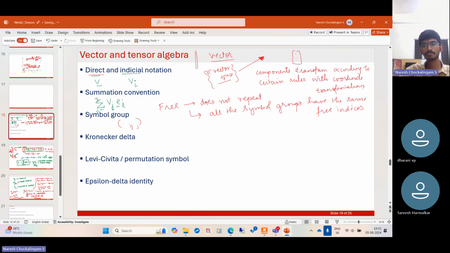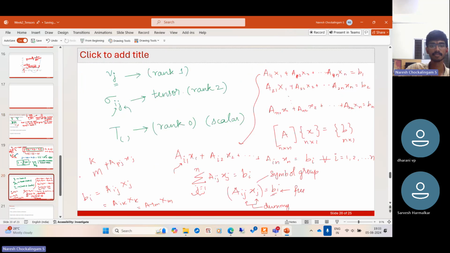So all the symbol groups must have the same free indices, and dummy indices you can replace. They are repeated indices. They are repeated only twice. No index can repeat more than 2 times because it comes from the summation convention, right? If you have an index repeating more than 2 times, then it's basically junk. A dummy index can be repeated twice. A free index cannot be repeated. And the summation convention is implied.